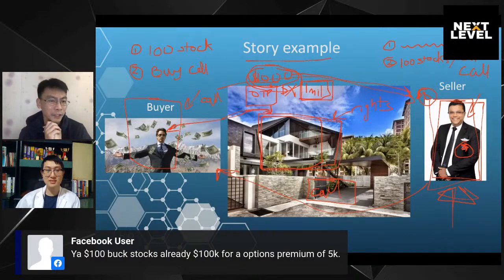5K is like 5% that month. I mean, in the current climate, I thought it's not bad. But remember, if you have 100K, I'll never throw it into one stock. I'll throw it into at least 10 different stocks.